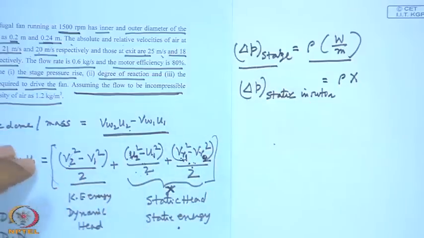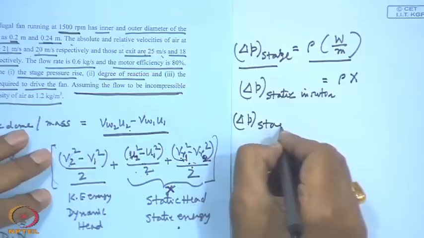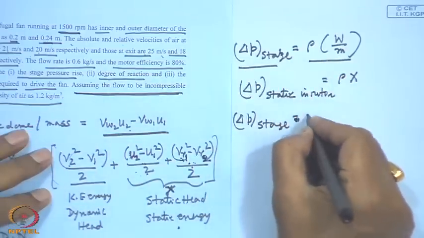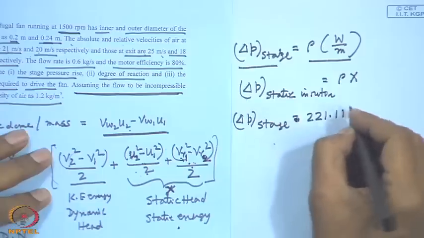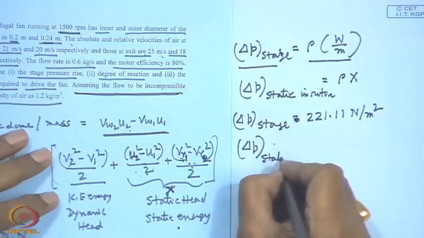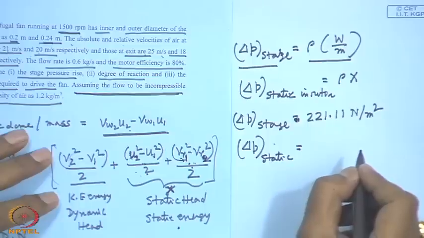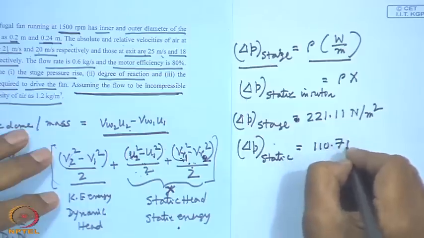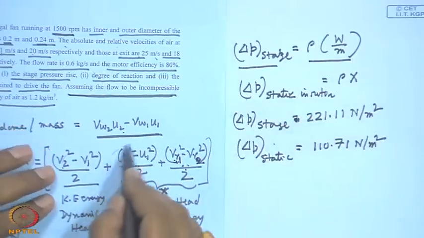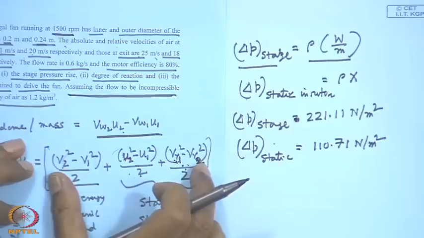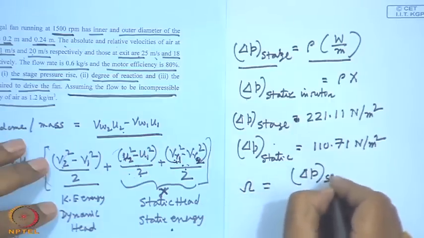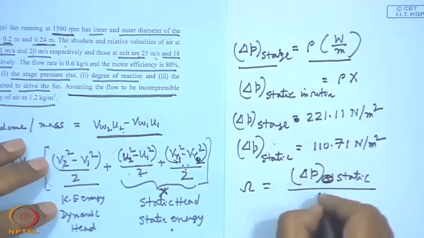So if you find this by putting in the values, you get delta P for the total stage, that means impeller and diffuser, because the work is done only in the impeller. Delta P total is 221.11 Newton per meter square. And delta P in the rotor, or the static pressure rise across the stage, is 110.71 Newton per meter square. Now this delta P static divided by the total one: this is the static pressure rise in the rotor and this is the total pressure rise, the total energy given. So the degree of reaction in this case we define as delta P static over delta P stage.